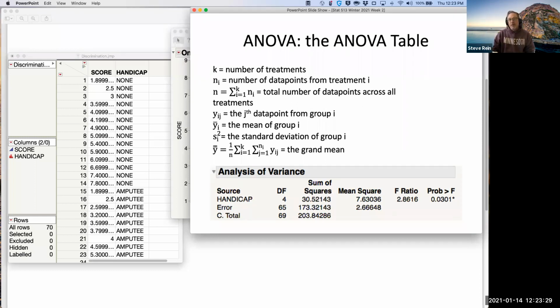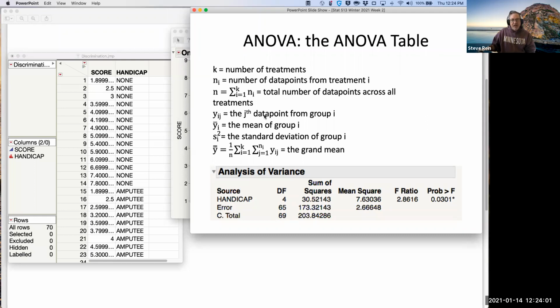N sub i is the number of data points from group i. So if you have 14 data points from each of 5 groups, N1 would be 14 because there's 14 data points in the first group. N2 would be 14, N3 would be 14. N is the sum of all of the N sub i's, adding across all the groups. How many data points do you have in total? Well, 5 groups at 14 per group, that's 70. N would be 70.